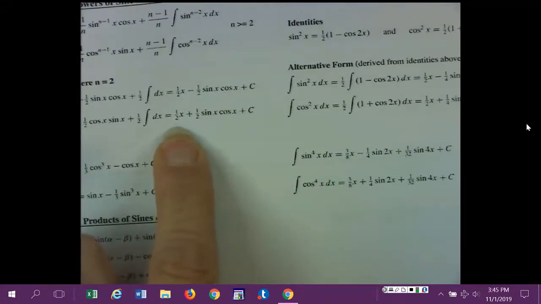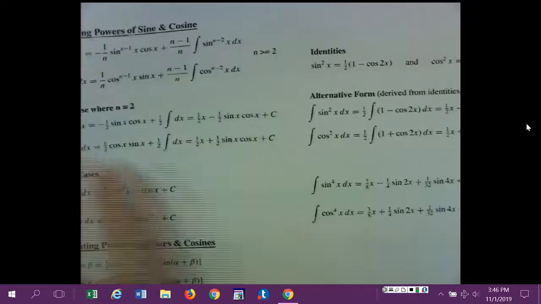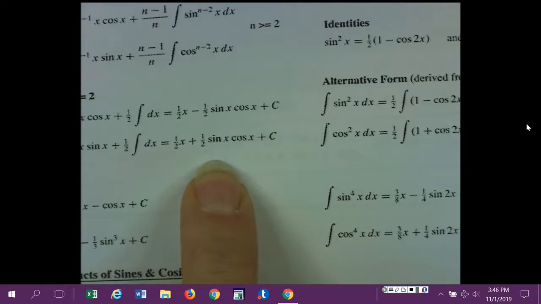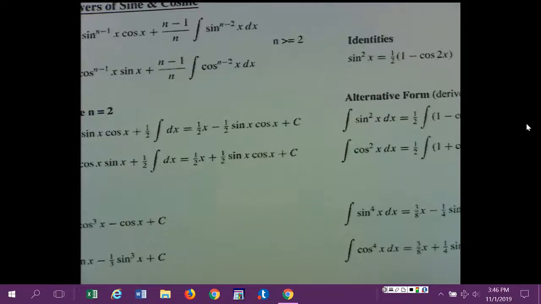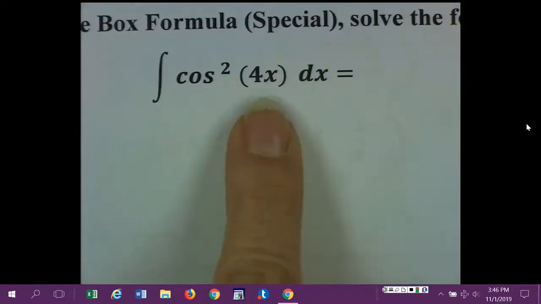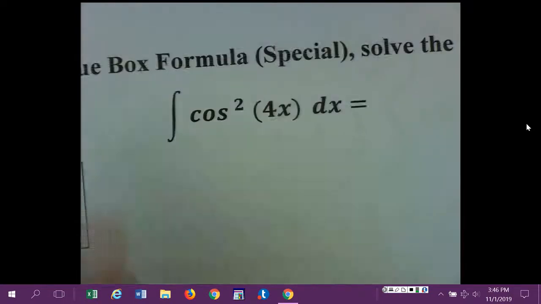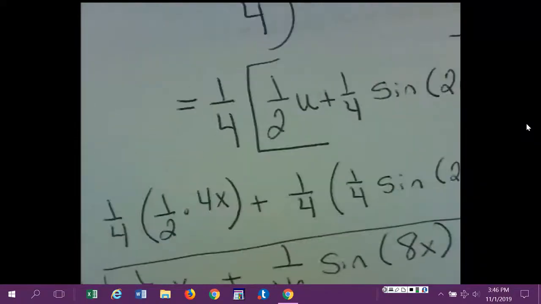Obviously, if it's in terms of cosine of u quantity squared, your formula is in x. So you would do 1/2 u plus, it depends on which formula you use, 1/2 sine u cosine u plus c, or 1/2 u plus 1/4 sine of 2u plus c. After you do that, you go back and finish it up and say, well, u was 4x, and you can quickly get the answer. So I'll show you that also. This is more of a test question.